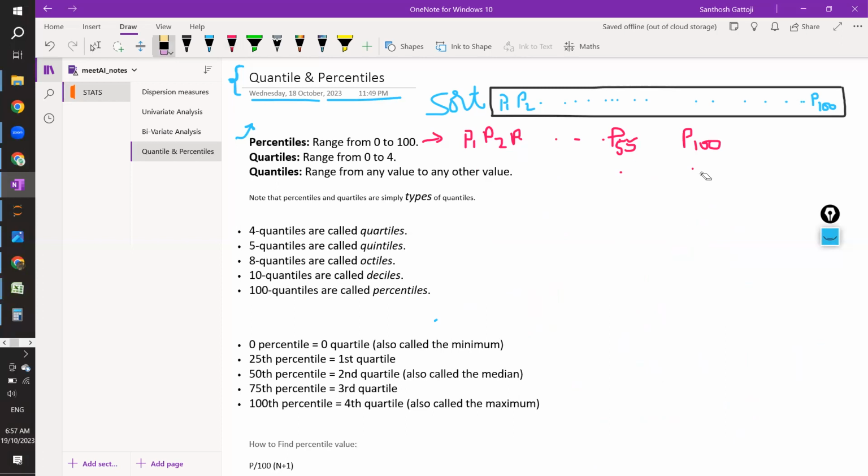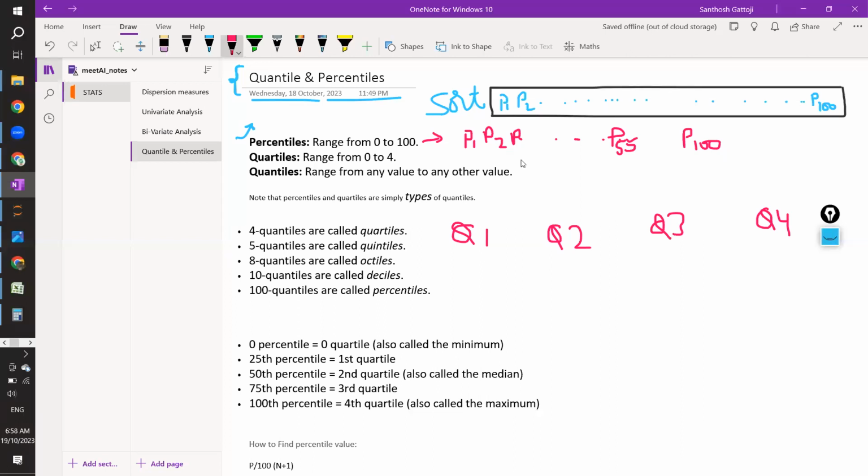Okay, that is about the percentile. Now next you have something called quartile, guys. Its range is 0 to 4, but this is nothing new. It is just 1, 2. So it's called quartile: Q1, Q2, Q3, Q4. Four quartiles. But it is very simple.